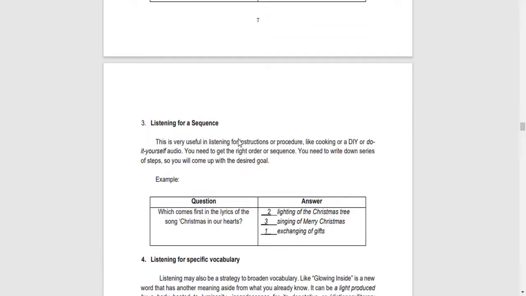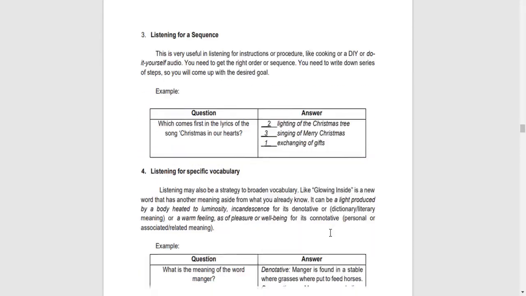Number 3, listening for a sequence. So, why do you listen? Sometimes you listen for you to know the proper order of particular procedures. For example, you want to know how to cook cookies or how to bake cookies. So, try to listen for you to have the proper order of how you will bake cookies.